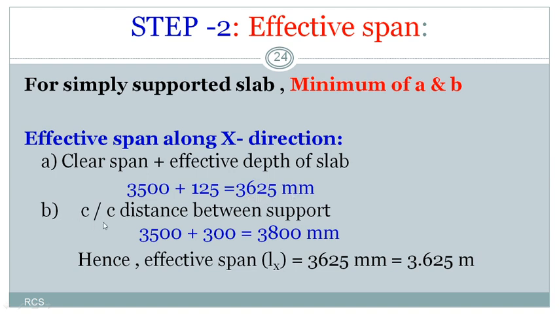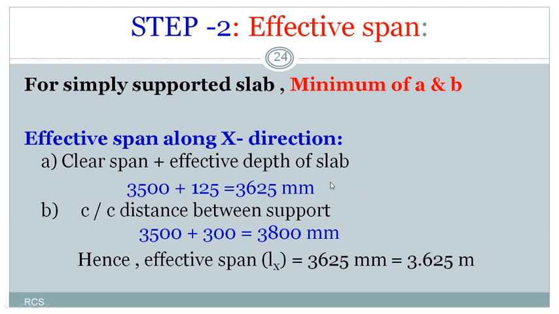The second criterion is the center to center distance between the supports, which can be calculated as clear span plus half width of one support and half width of the other support. If we add the half widths of the two supports, we get one full width. That's why I'm using 3500 plus one full width of the support, which is 300 mm. If you calculate these two, we'll get 3800 mm. This is the effective span along the x direction according to the second consideration.